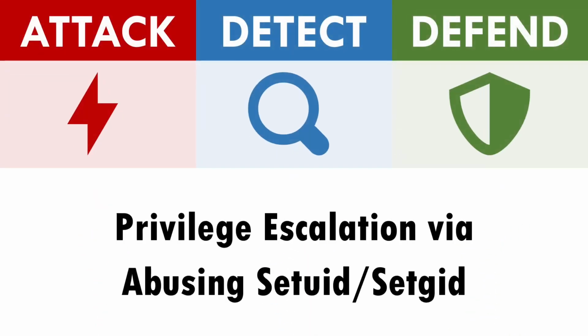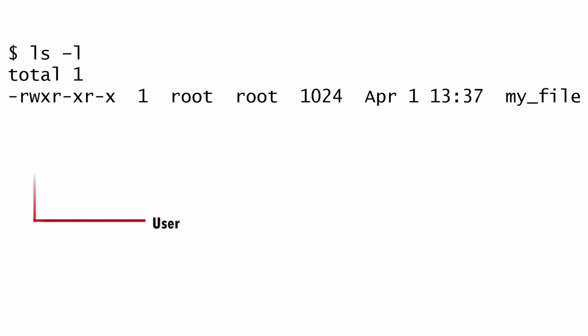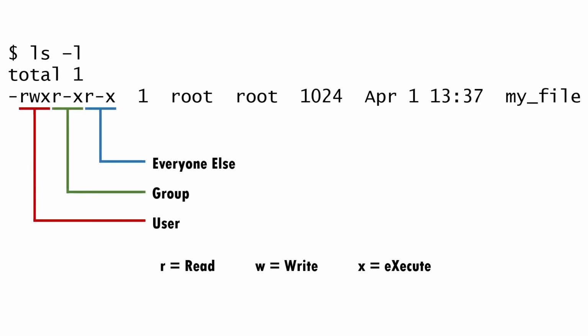Hey there, I'm Andy, and in this video we'll be exploring how to attack, detect, and defend against the abuse of Setuid and Setgid. Permissions on Unix-like systems are commonly articulated as read, write, and execute for each of the owner-user, owner-group, and everyone else, although other permission bits can also be set.